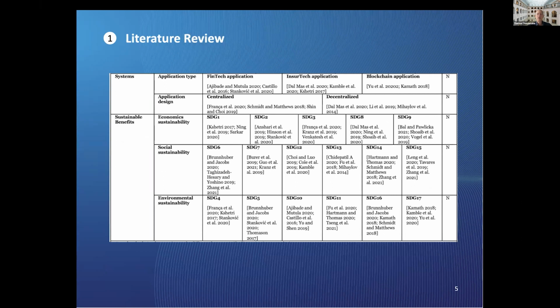And also for the technology, we call that systems perspective, which we broke down into application types and application design. So being it fintech or insurtech applications or blockchain applications, we took that as a separate field because we saw that blockchains are very much of a trend at the moment, as we also saw that in the previous presentation about CBDCs, for example. And a fourth perspective was on sustainable benefits, which then breaks down into the economic, social, and environmental sustainabilities, which we can structure along the sustainable development goals.